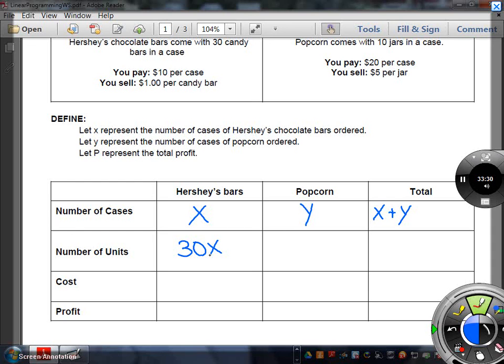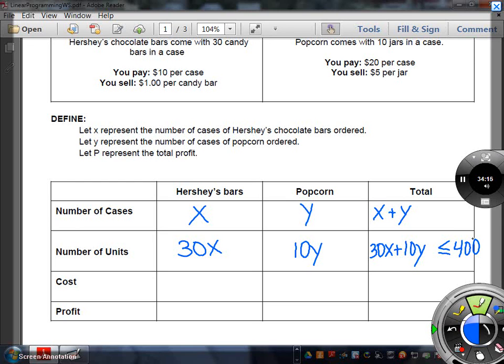What is going to be my number of units for popcorn jars? 10Y. And so if I ever want to add up the total number of units, that would be 30X plus 10Y. Now, I see rationale for wanting to add up the total number of units. What did they tell us in the problem that is related to this 30X plus 10Y expression? Good. I cannot exceed ordering 400 candy bars or jars combined. So this is going to end up having to stay less than or equal to 400. So I'm going to go ahead and jot that right next to this.